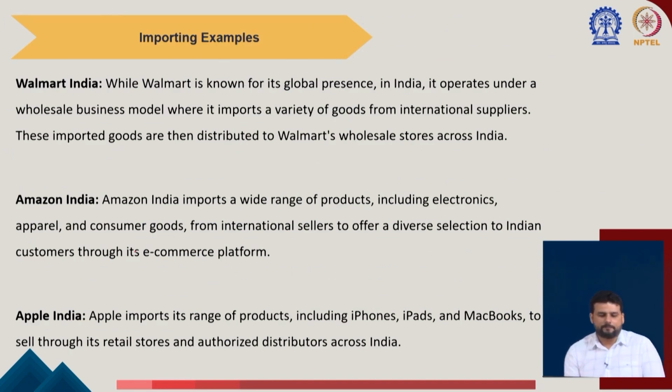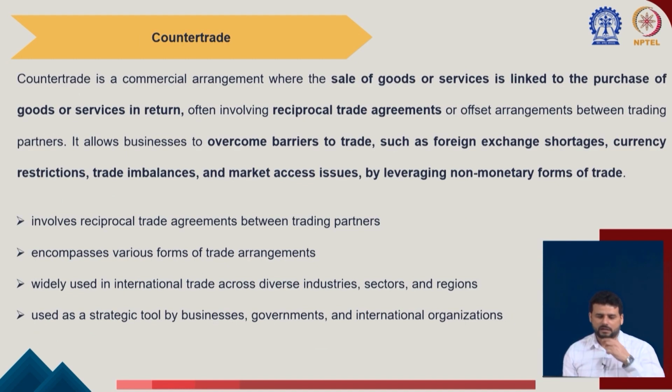As an importing example, Walmart is importing worldwide, giving their suppliers large orders, and this is how they negotiate. Amazon India is also partnering with global players to provide a diverse range of products. Apple India, talking about the Indian market only, imports all the products like iPhone, iPads, MacBooks to the Indian market and sells them through their authorized distributors.